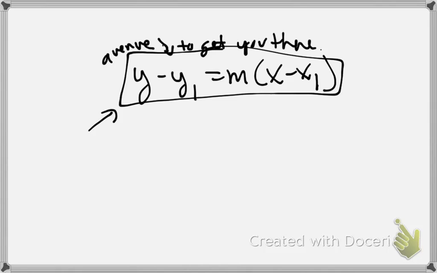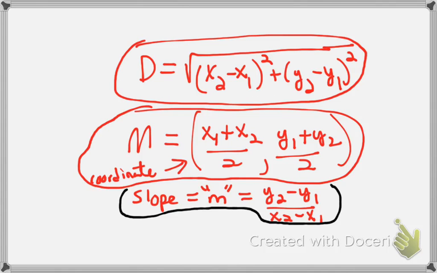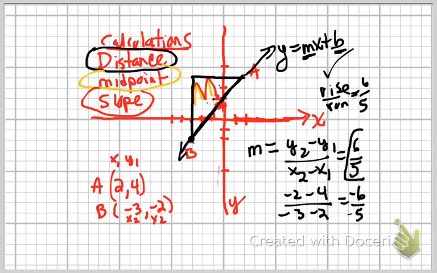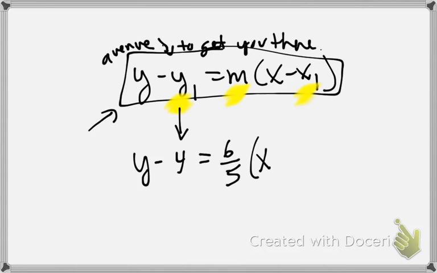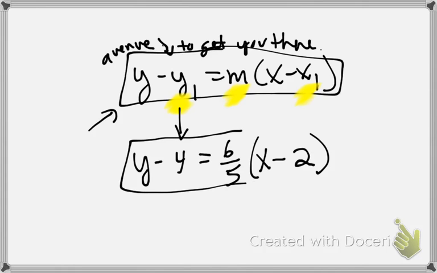And you say, well, how is it an avenue? Well, all we have to do is plug something in for y1, plug something in for the slope, plug something in for x1, and we'll have it. Okay, so let's try it. What was our y1? And I'll highlight it here. Our y1 was 4, and our x1 was 2. Okay, so our y1 was 4, and our slope we had said was 6/5, and our x1 was 2.